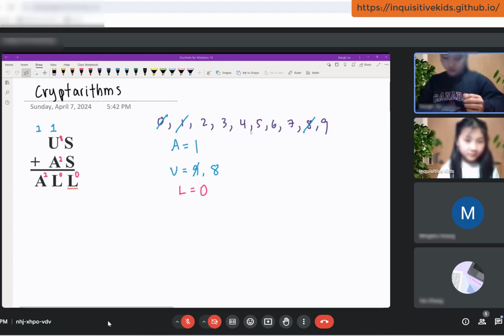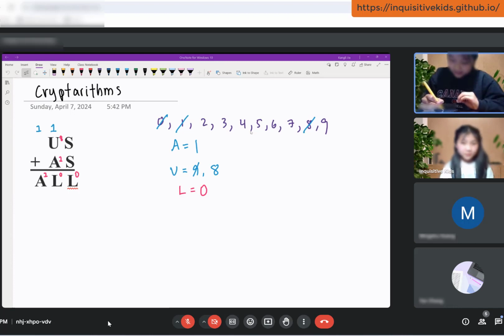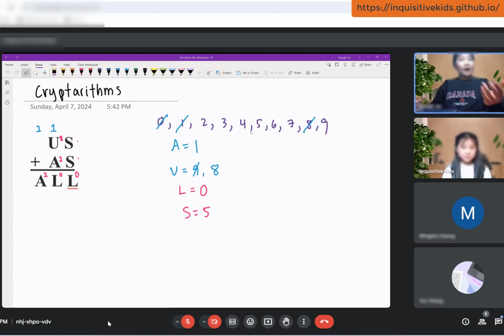Okay. So then you can see that S has to equal 5. S has to equal 5 because in order for you to be able to carry a 1 to the tens place, something plus something must equal 10. And we all know that 5 plus 5 equals 10. So then S equals 5.